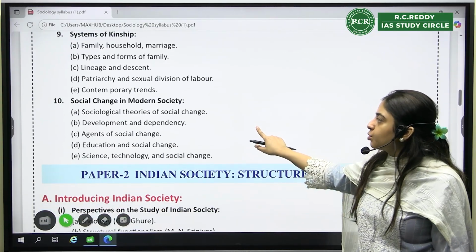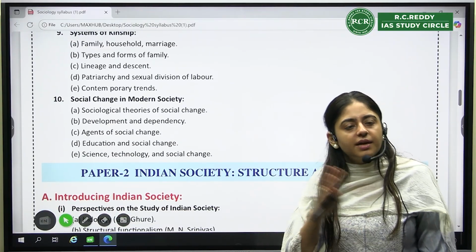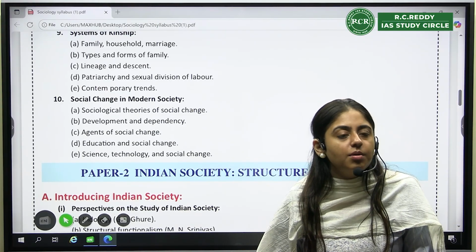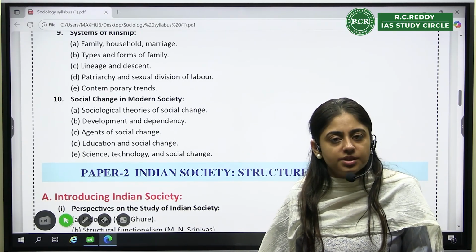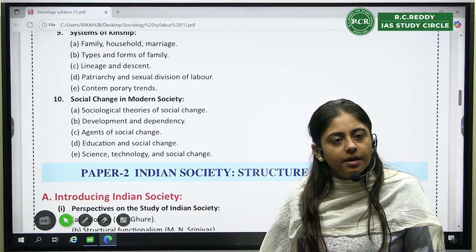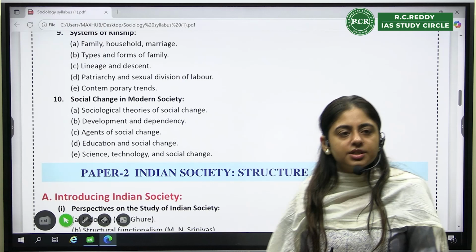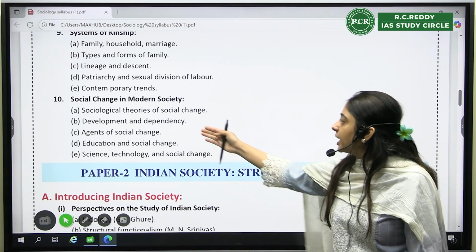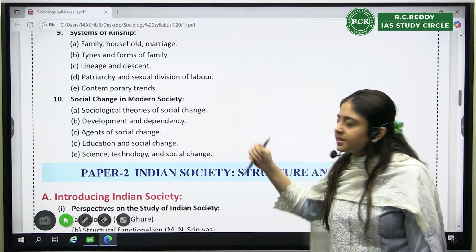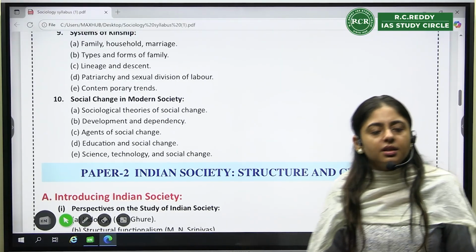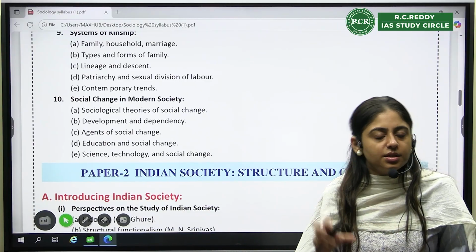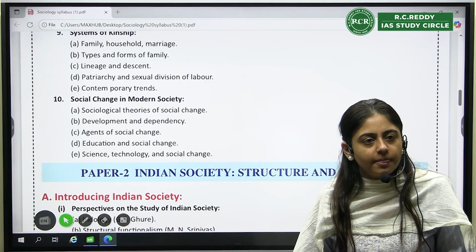Then the last chapter is social change. We have studied everything, every institution. We have talked about society. Now we will study the change in society. How does this happen? What are the theories of social change? Right? Why is the change happening? How is the change happening? What are the agents of social change? How does education lead to social change? Science and technology lead to social change. This also covers work and economic life and social change and society. They are the easiest and the shortest sub-blocks.